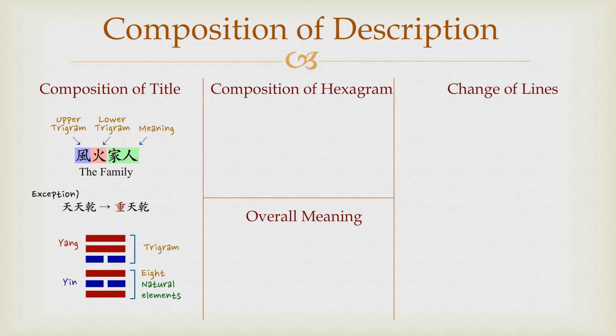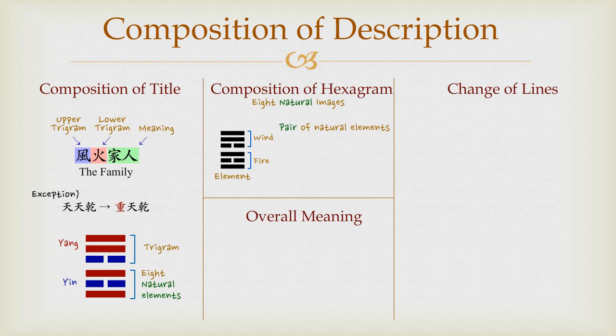In the first part of the description, the composition of hexagram, the meaning of the hexagram is explained based on the natural images that correspond to the 2 trigrams. As was mentioned before, each of the 2 trigrams corresponds to a specific element in nature, such as heaven, earth, water, and fire. Each hexagram corresponds to the case where one type of element lies above the other.